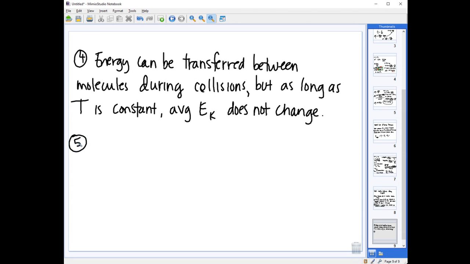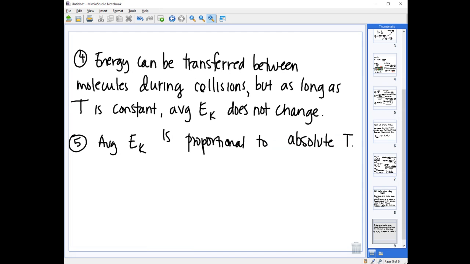And so the fifth thing, and I've kind of already alluded to this, is that the average kinetic energy is proportional to absolute temperature. And when we say absolute temperature here, we're talking about temperature in Kelvin. And so at any given temperature, the molecules of all gases have the same average kinetic energy. So what does this mean? Well, pressure. It all comes back to pressure.